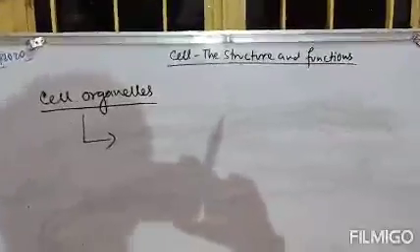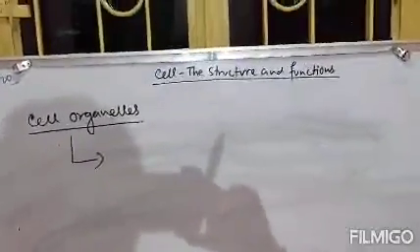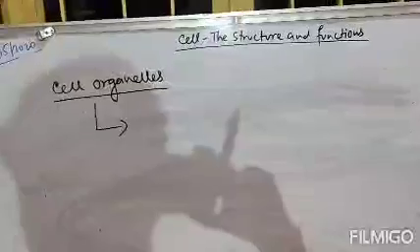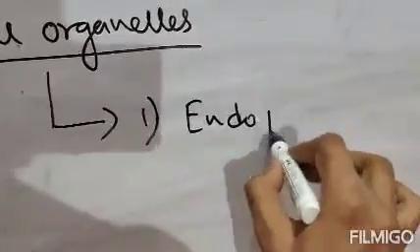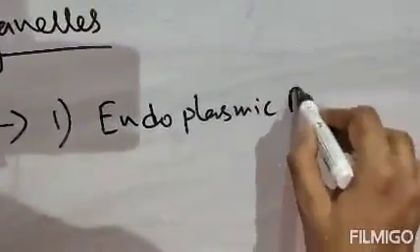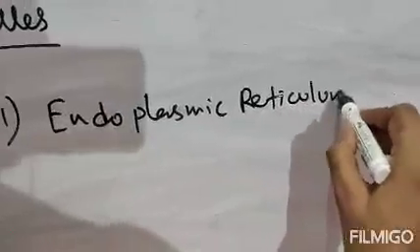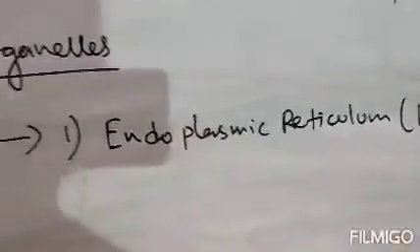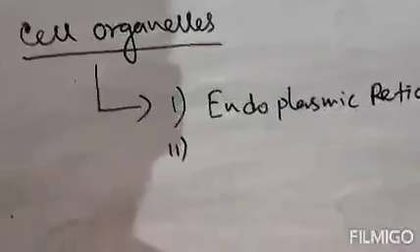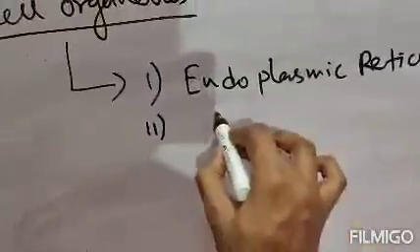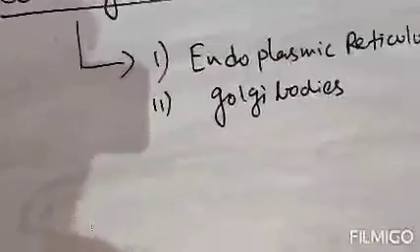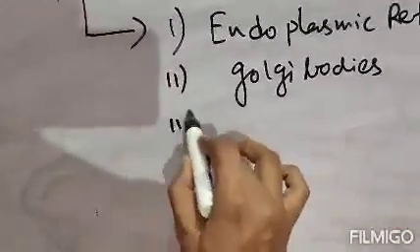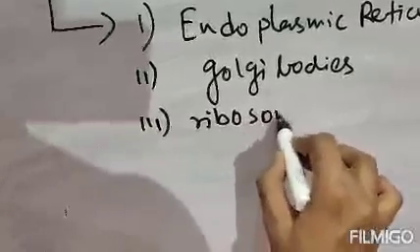Now the question will be asked: write some cell organelles present in the cytoplasm. So there are various cell organelles. Number one is the endoplasmic reticulum, or ER in short form. Number two cell organelle, Golgi bodies. The third cell organelle is ribosomes.